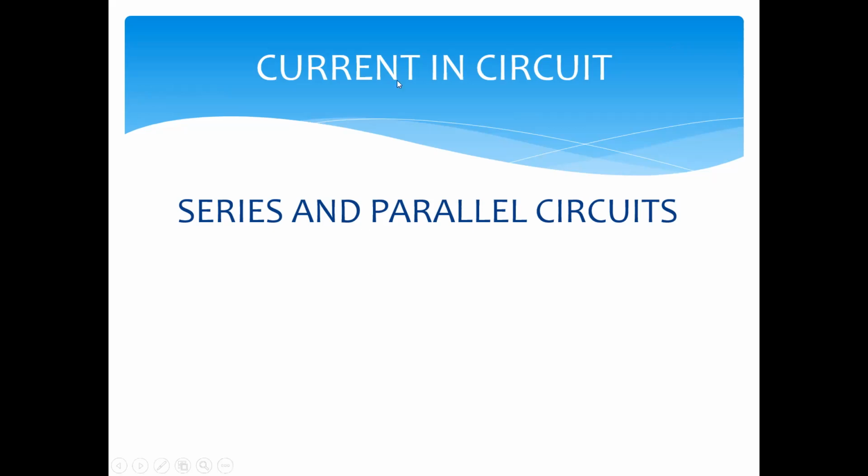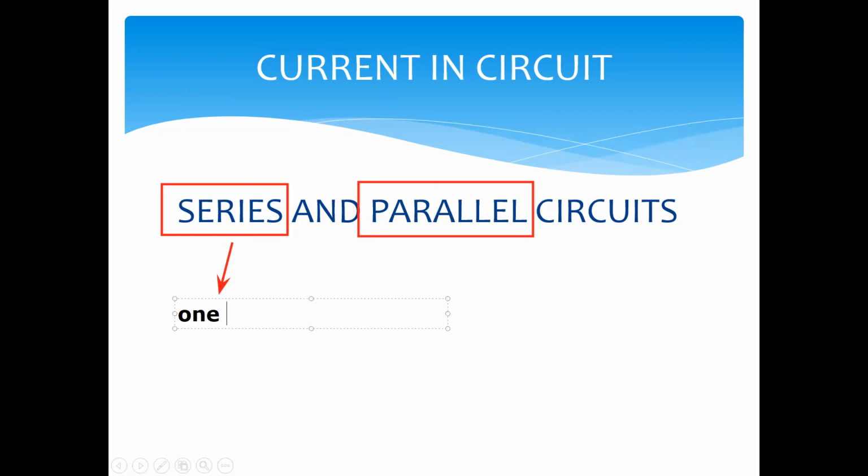Then current in the circuit, and the circuit can be a series circuit or it can be a parallel circuit. What is the meaning of series circuit? Series circuit means the current has only one way, or one passage, for the charges to flow.